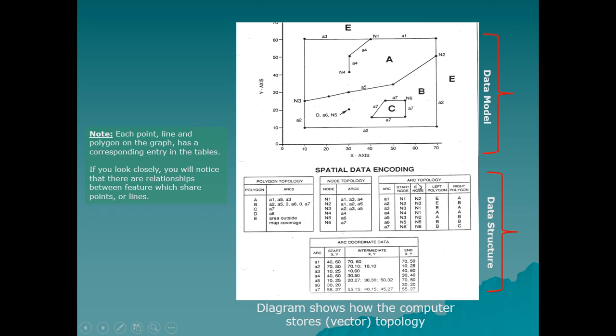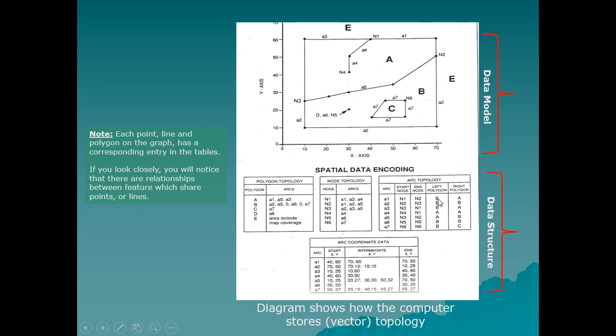Let's look at the arc topology, or the line topology. Let's start with A1. And now remember I said that all arcs begin and end with a node. So we have a start and end node here. A1 starts with node 1, or N1, and it ends at N2. Notice we have a node here. Remember what those nodes are, right? Those are intermediate nodes, right?